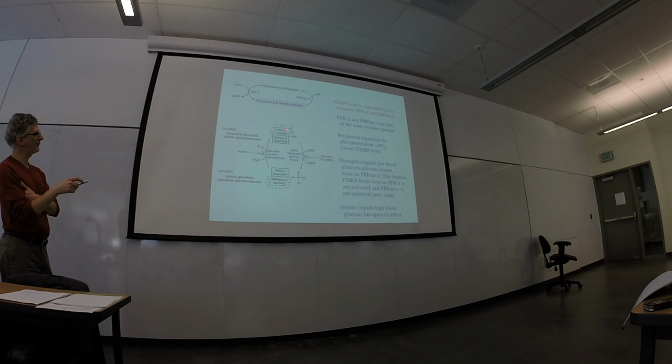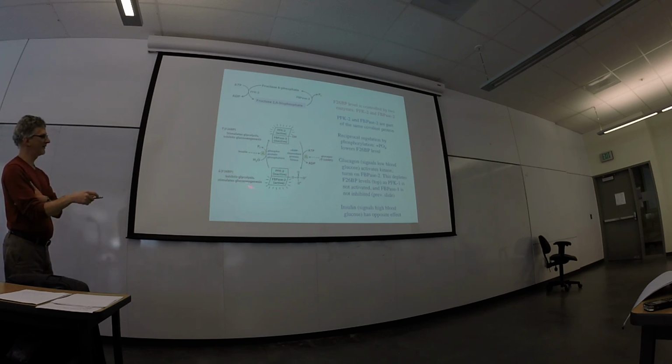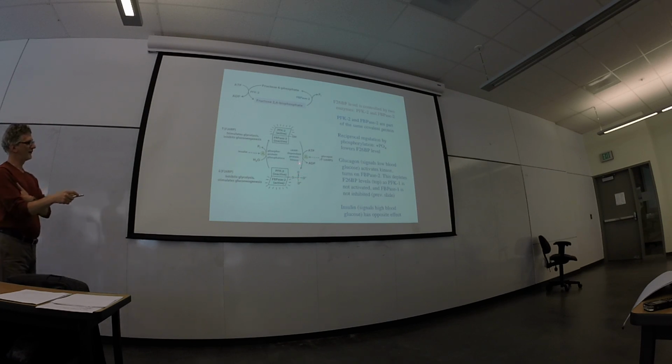So when PFK2 is active and this guy is inactive, then there's more F26BP, because PFK2 is active, so there's more of this. And if there's more of this, then glycolysis is going forward by virtue of its effects on PFK1. And the other way around, glycolysis is inhibited and gluconeogenesis is stimulated. So these are the two states.